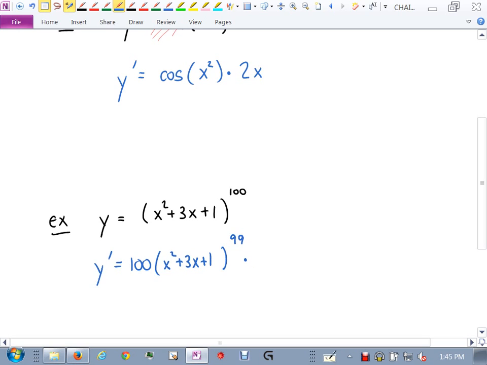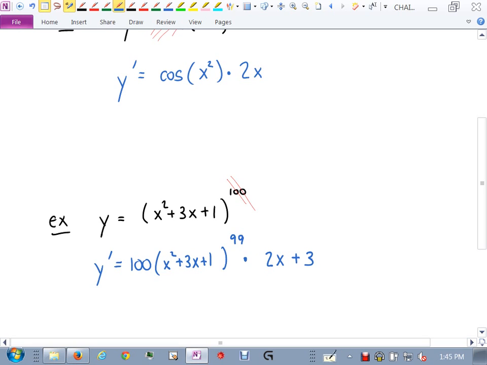Now, if you want to go inside, you put multiplication. And now you've done the 100th power. Right? You've done the 100th power. So all that's left is what's here. What's the derivative of that? 2x plus 3.